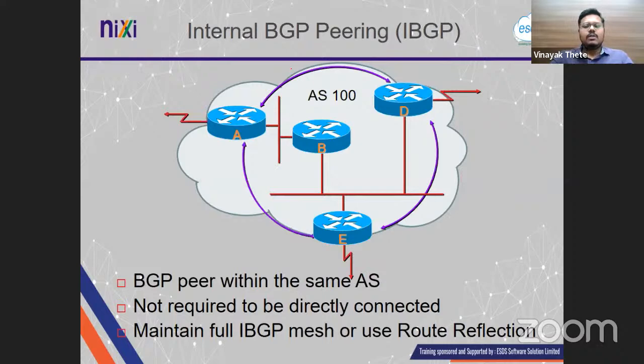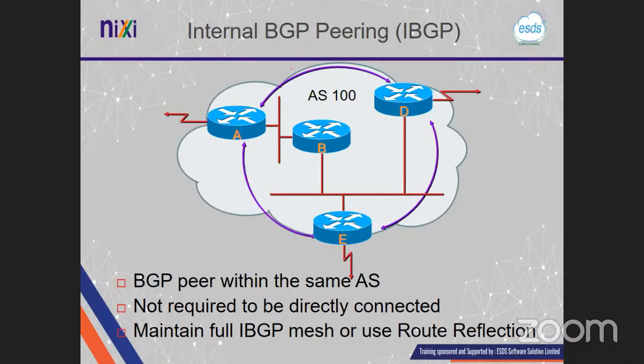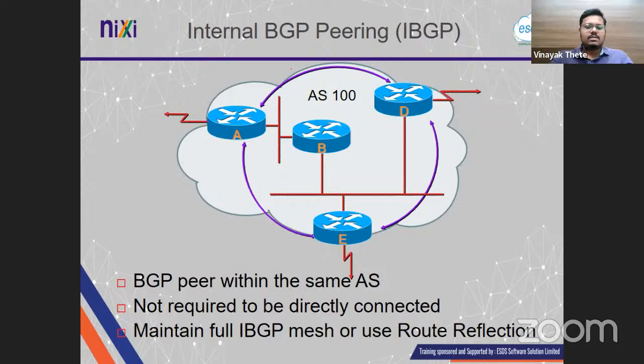Basically, full mesh topology means each and every router in the same AS is paired with every other router. So for example, if we have n number of routers within the same AS, then we must have n(n-1)/2 IBGP sessions in the same AS. Using this, we can avoid the loop.